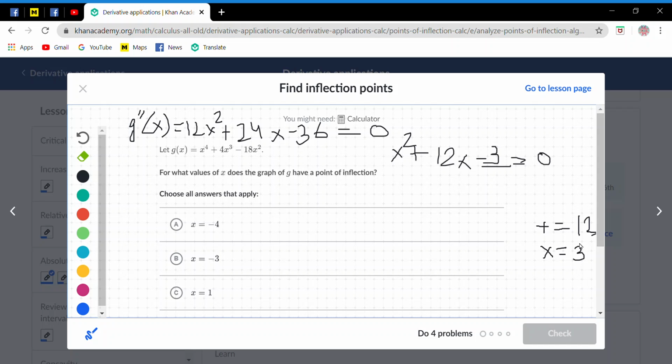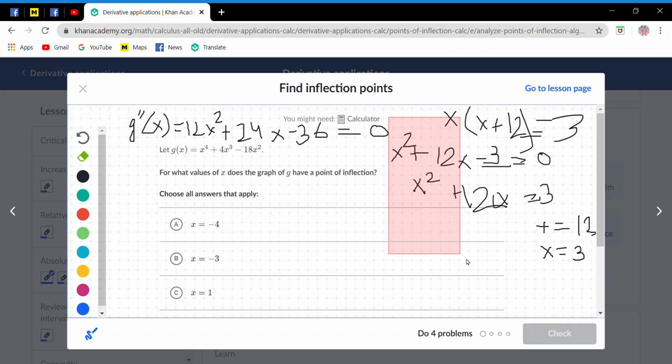Let's try to solve it. When we factor out a 12 from this, it becomes x squared plus 2x minus 3 equals 0, since 12 times 3 is 36.